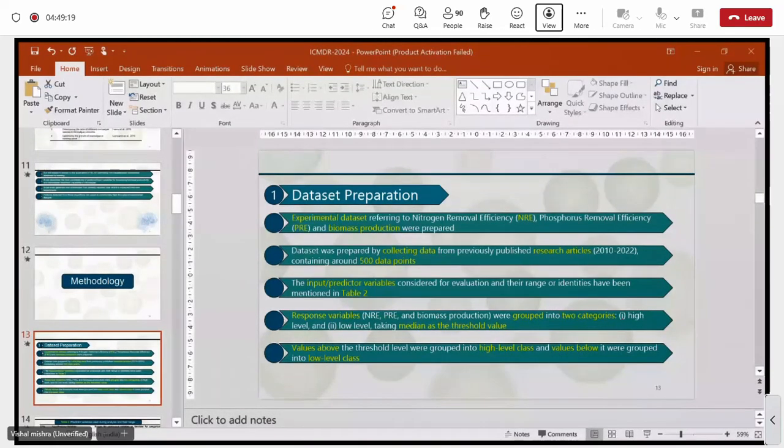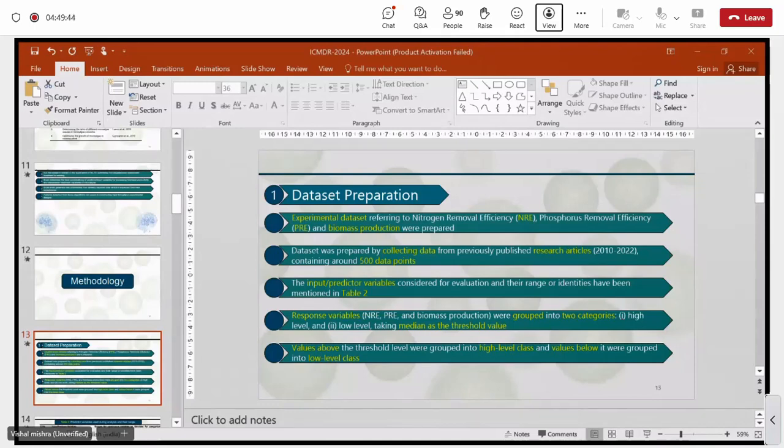In machine learning, we also tested different kinds of algorithms. The accuracy of the entire model also depends on the type of algorithm we have selected to treat the problem. So, an experimental data set referring to nitrogen removal efficiency, phosphate removal efficiency, and biomass production was prepared initially. We did this critical study by summarizing several research papers.